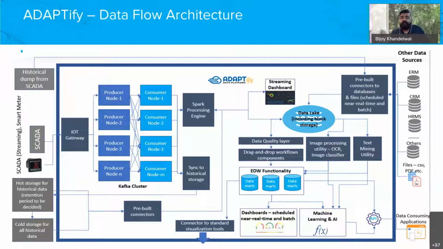It goes to the data lake, which is a repository of all kinds of data, whether it is batch or streaming. On the data lake, you have a data quality layer, drag and drop workflow components, which helps you transform the data using a visual tool. Again, no rocket science, you do it by code. Here it is visual, for even business people to use. But finally, on the architecture front, transforming the data and then pushing it to data marts.